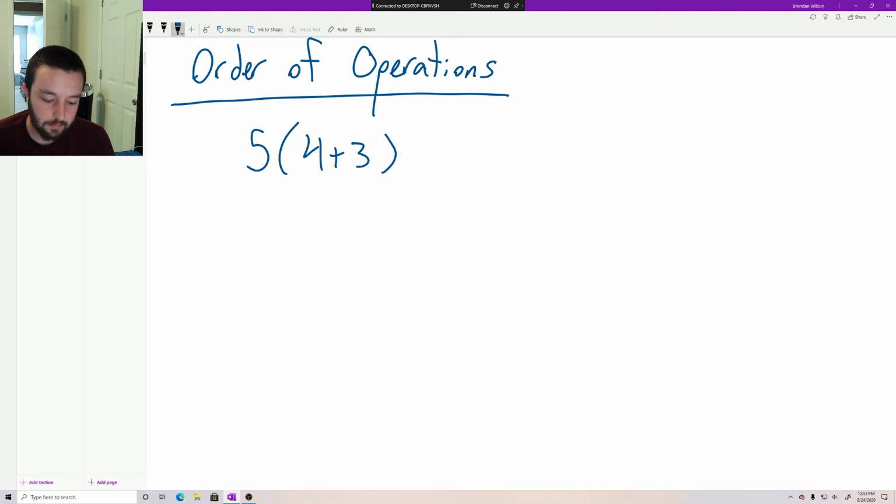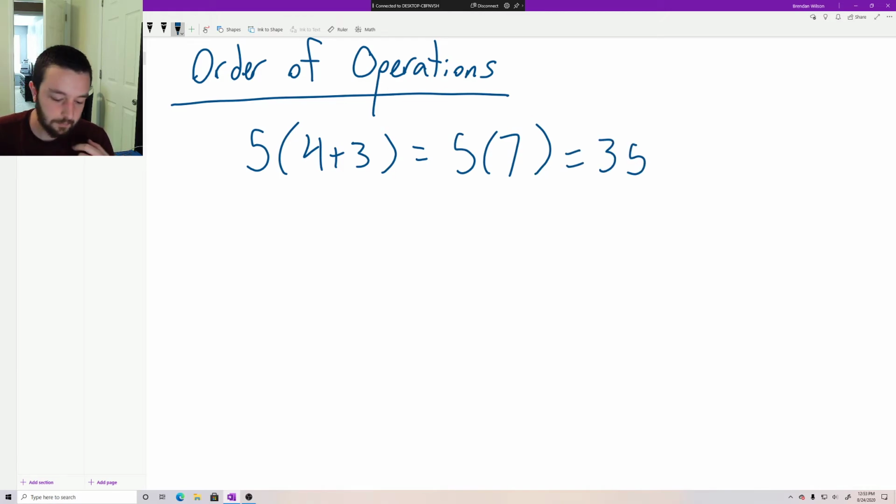Well, the parentheses are kind of like a guide. The parentheses are always telling you to do this first. That's the whole purpose of parentheses: look at what's inside of these first and then deal with what's outside. So we should always do the parentheses first. In this case, we would do the 4 plus 3 that's inside the parentheses. Now we only have one thing to do, which is multiplication, 5 times 7, so we get 35. So parentheses should always go first.